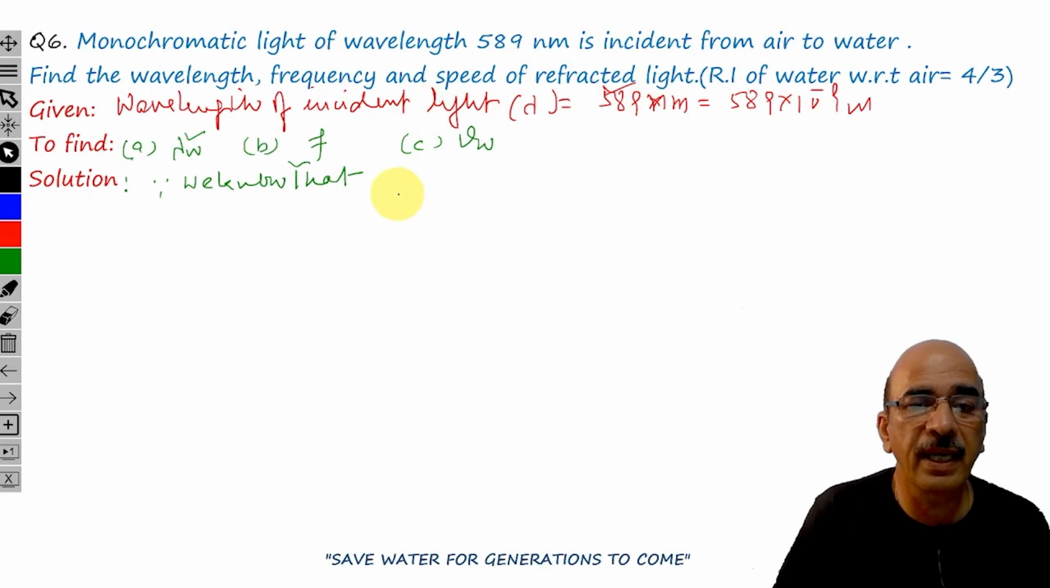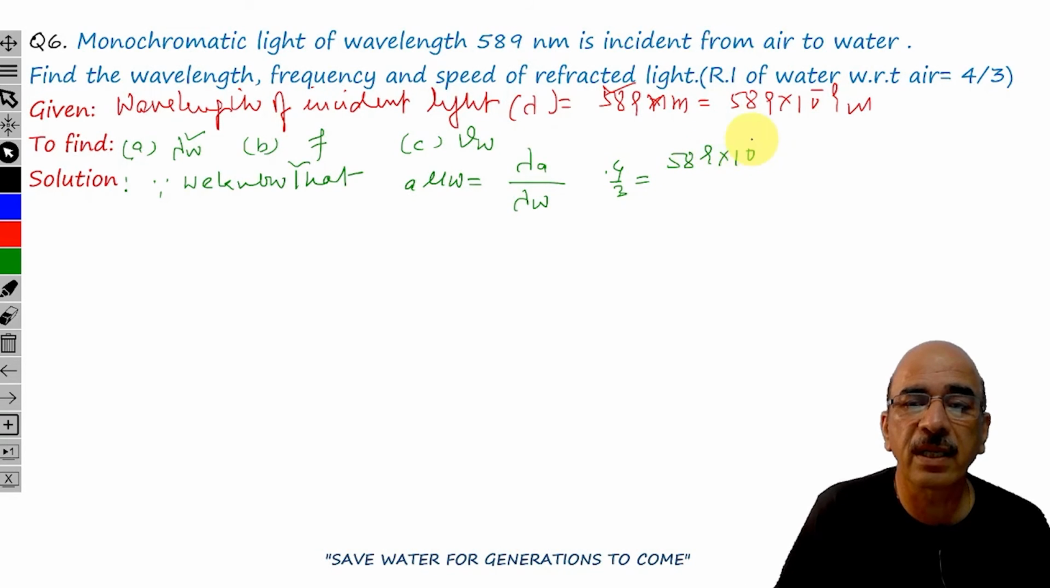So now you have recalled. Nila is saying, sir, we shall use the formula: refractive index of water equals wavelength of incident light in air over wavelength of light in water. This we have to find. Therefore aμw is 4/3, and here it is given 589 into 10 raised to minus 9 upon this, which we have to find out.